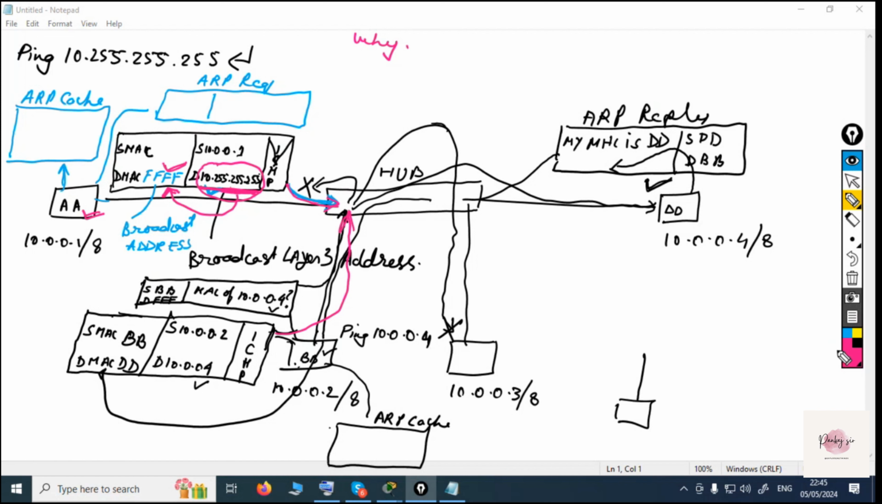Now what will happen? The hub cannot read this address, neither this address nor this address. So it will just broadcast it. It will send it to all the devices attached to it. I have explained this to you before also. It will just send it to all the devices. Now let us check.